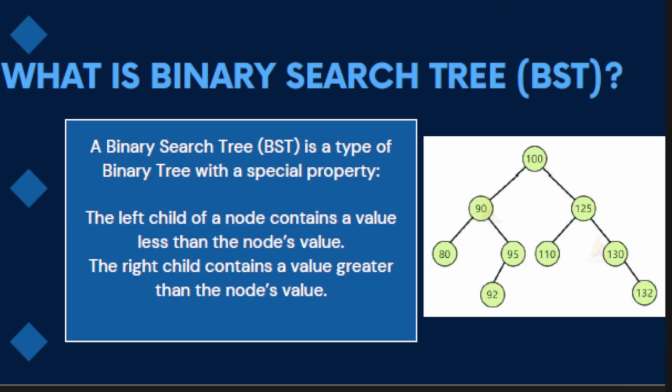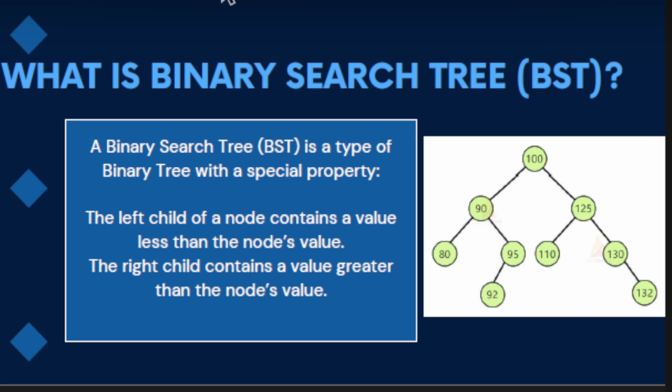A binary search tree is a type of binary tree with a special property. The left child of a node contains a value less than the node's value. The right child contains a value greater than the node's value. This structure allows for efficient searching, insertion, and deletion operations. It forms the backbone for many searching and sorting algorithms.